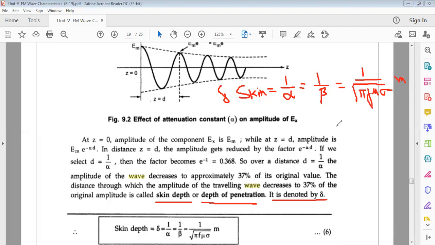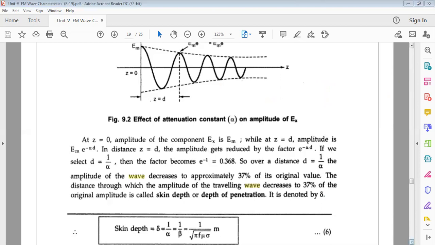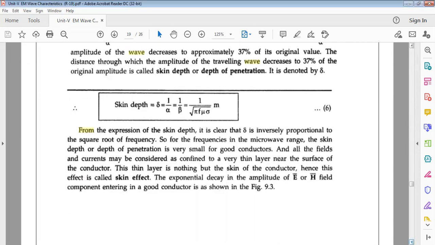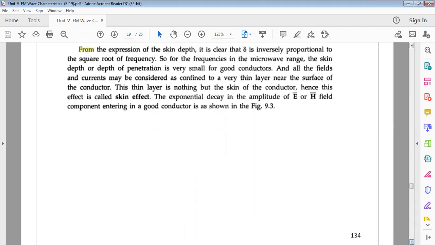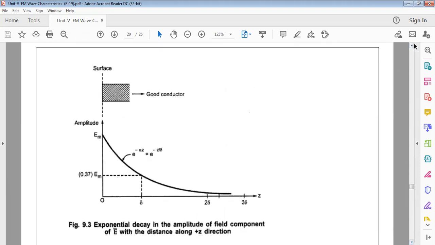Skin depth means depth of penetration. Delta is equal to 1 by alpha, which is equal to 1 by beta, which is equal to 1 by the square root of pi f mu sigma, in terms of meters. Okay. And the relation between skin depth and the intrinsic impedance we also have, which we'll discuss.